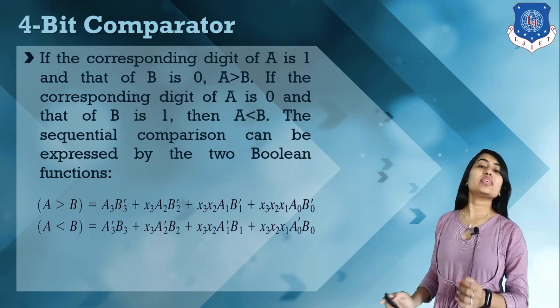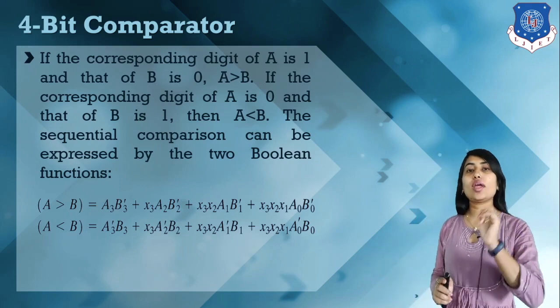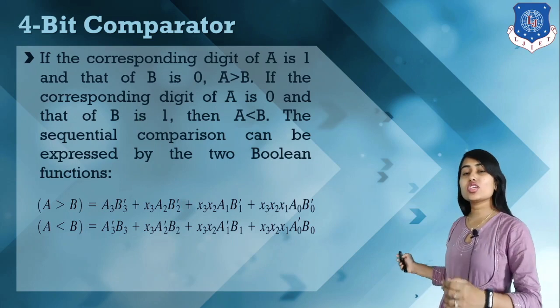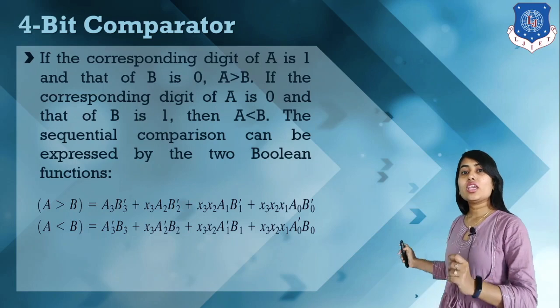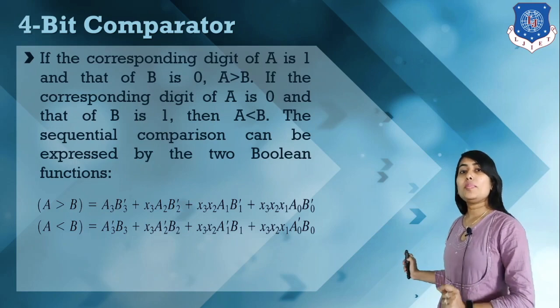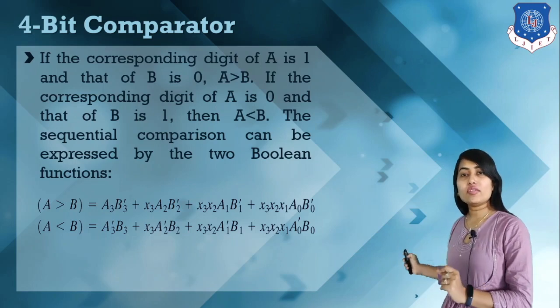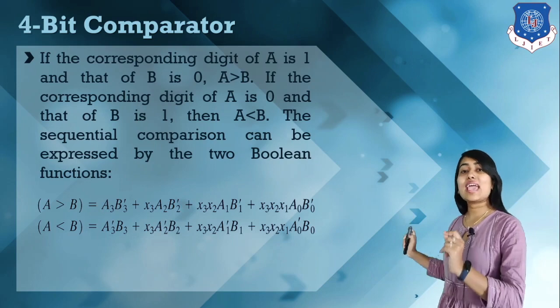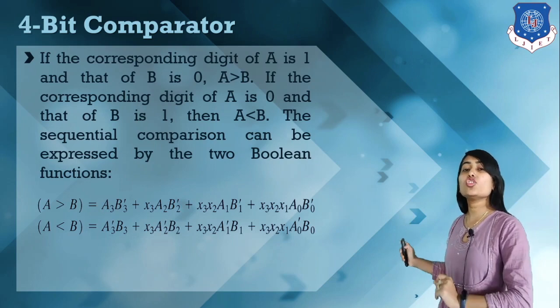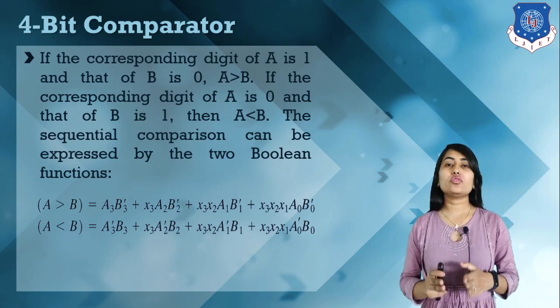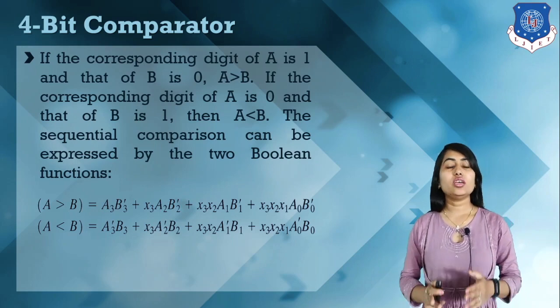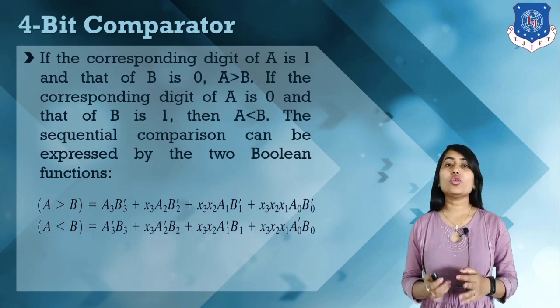And for A less than B comparison, that means A is equal to 0 and B is equal to 1, we can write the equation like A3 dash B3 plus x3 A2 dash B2 plus x3 x2 A1 dash B1 plus x3 x2 x1 A0 dash B0. Okay, so this is how we can write equations for A greater than B, A less than B, and we have the equation for A equals to B.